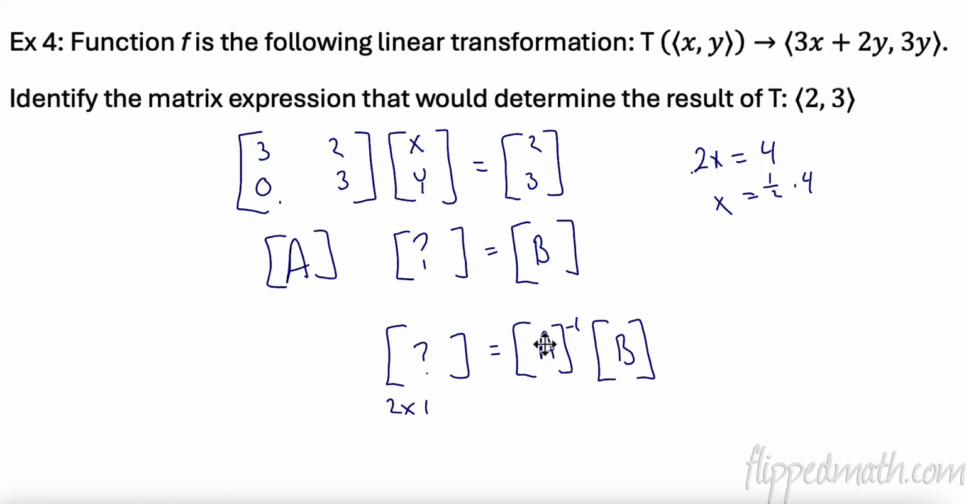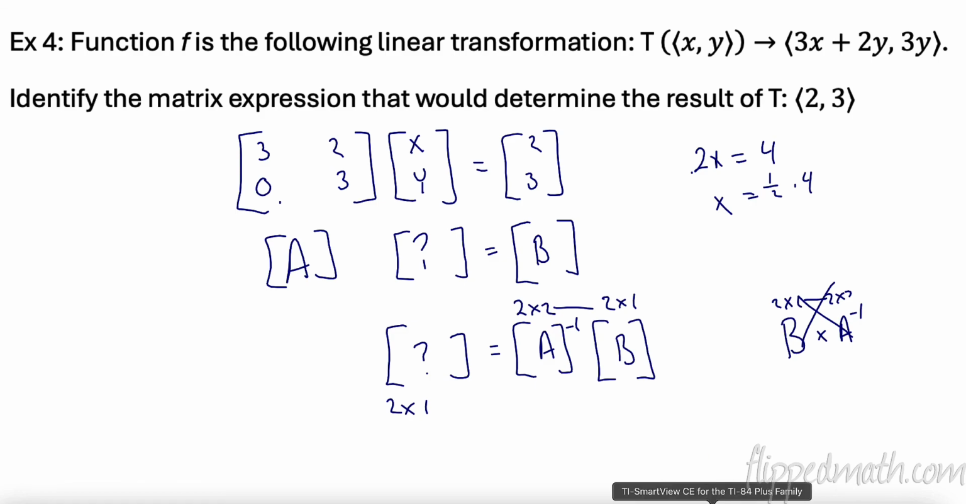So let's be very clear here. This here is a 2 by 2, and this is a 2 by 1. I did it in a very specific pattern, because these have to match up, and it results in a 2 by 1. Let's say I did B times A inverse. That'd be a 2 by 1 times a 2 by 2, and they don't match, so we cannot do that, all right? So let's go back and see what we get when we multiply the inverse of A times B.